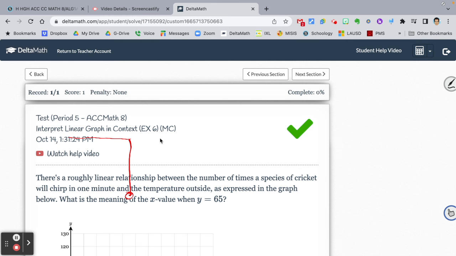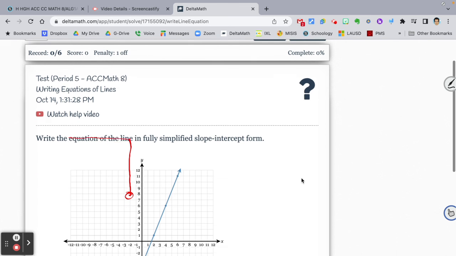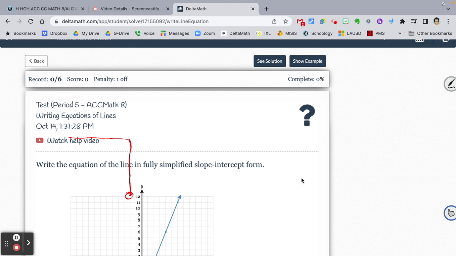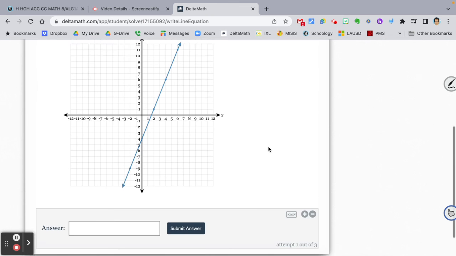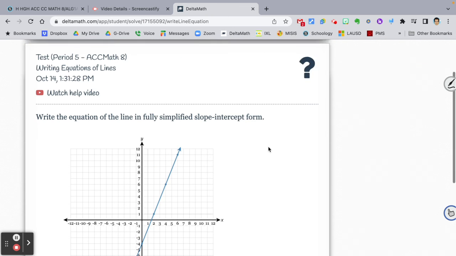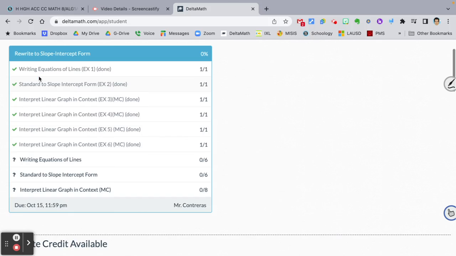Oh, that's it. Okay. So now you have, for example, 6 of these. And once you're done with these 6, go on to the next skills. So you have 6, 6, and then 8 of those questions that we just did. Okay? So that is the assignment for today. So go ahead and work on that. And that's the assignment.